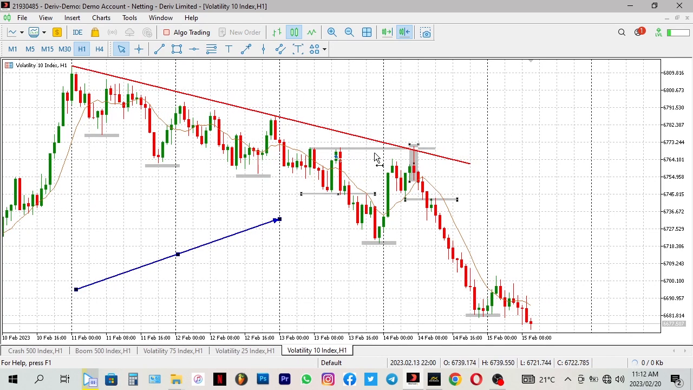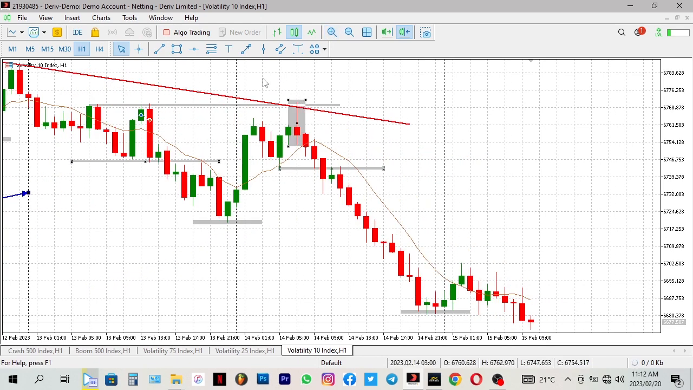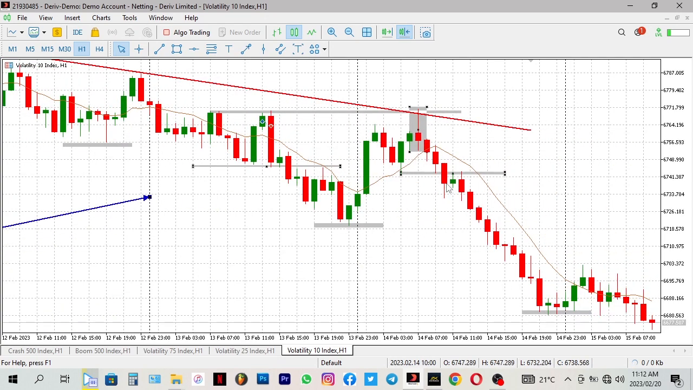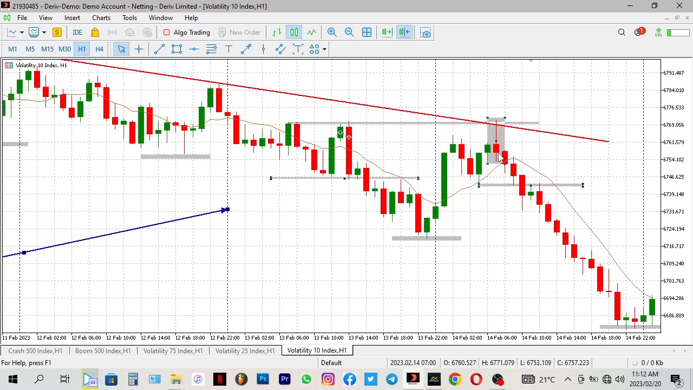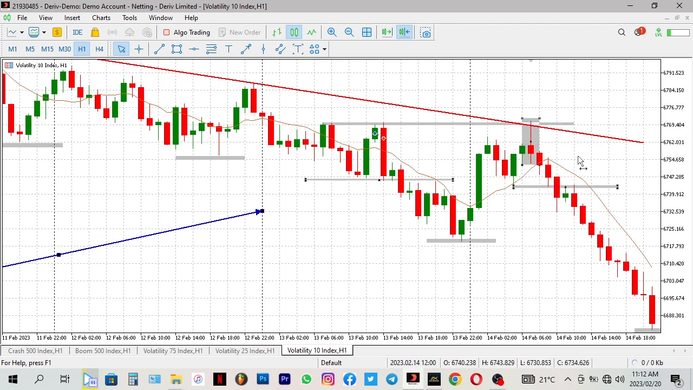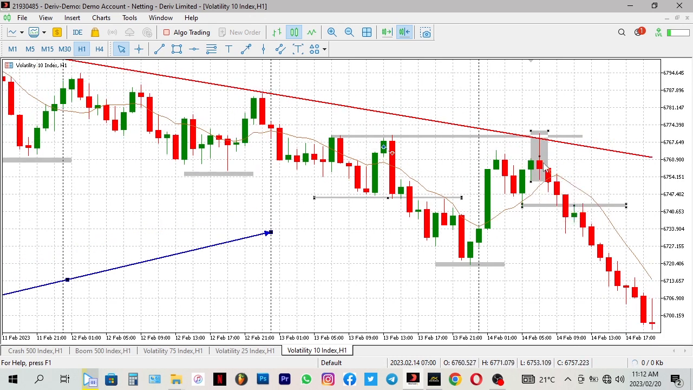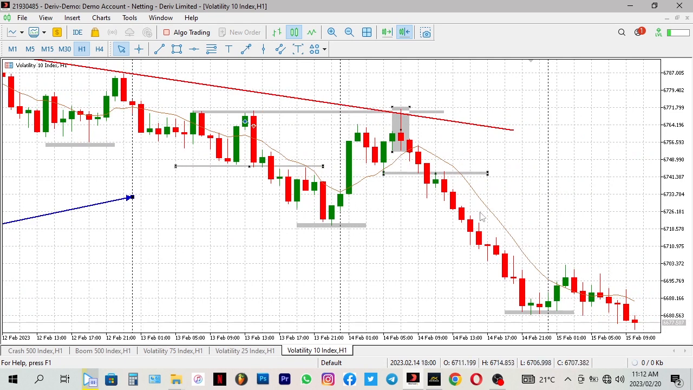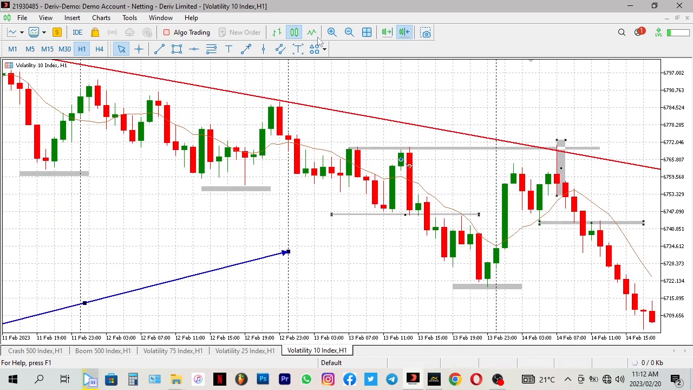So here on VIX 10, we can see that we have an evening star here. We can call this an evening star, if not mistaken. This is this candlestick here. This red candlestick here is a doji candlestick. That's our confluence.